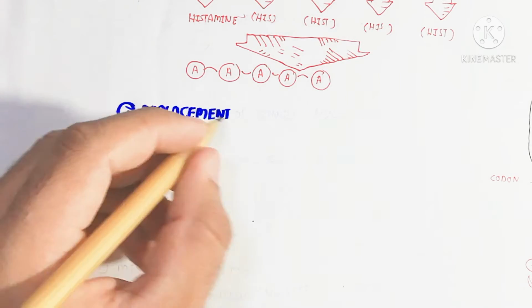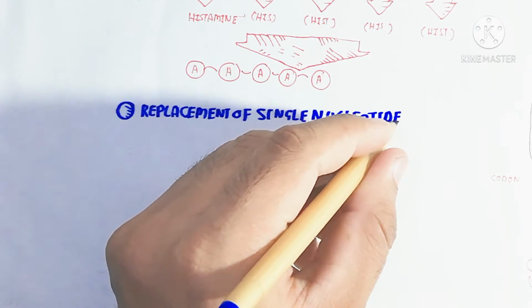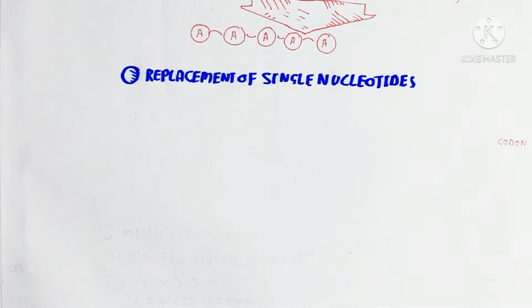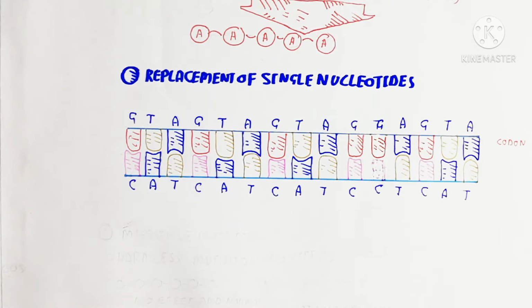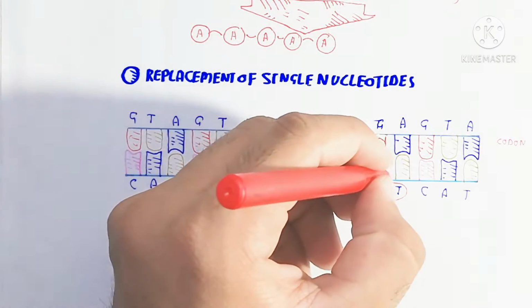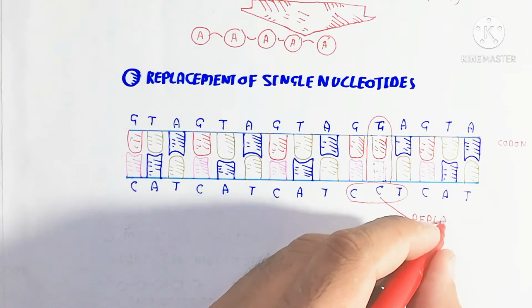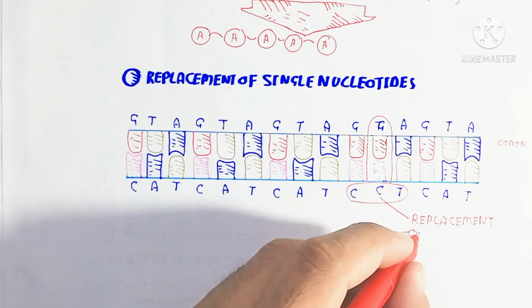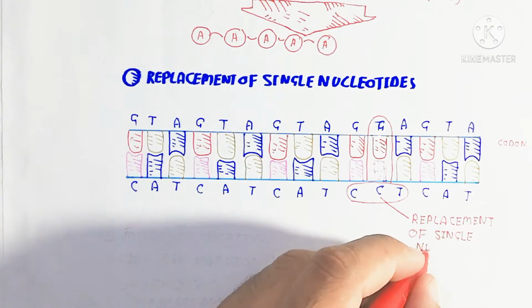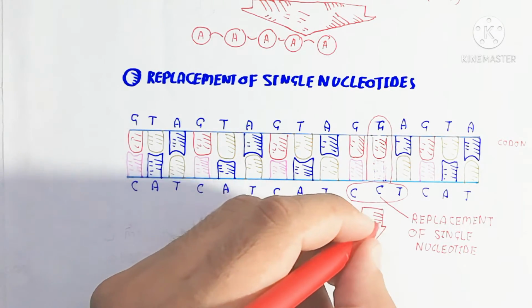So the replacement of single nucleotides we will discuss in this diagram. So let's talk about the changing or replacement of a single nucleotide to alter the mechanism of the translation, after the transcription, which produces the protein. The transcription occurs in the nucleus while the translation occurs in the cytoplasm. So here one base pair will be changed to alter one codon also. So that is the replacement of a single nucleotide to change the codon.